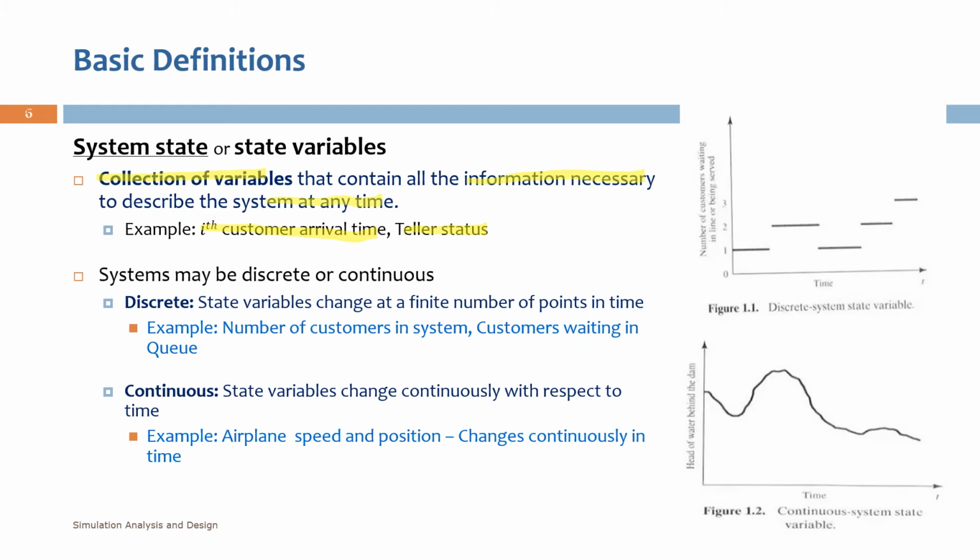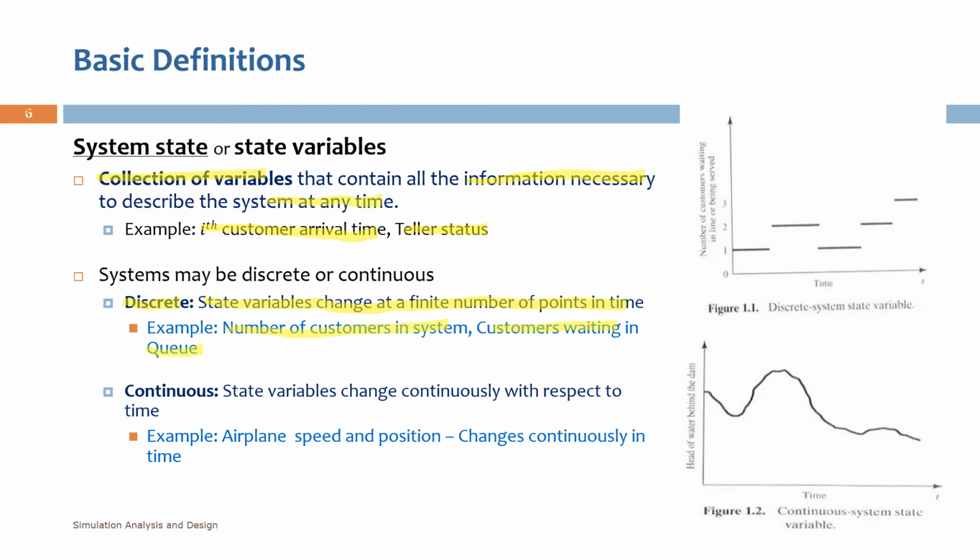And sometimes he or she is busy serving the customers, or maybe sometimes he or she is free. The system state could be discrete or continuous. Based on that, we define the discrete or continuous systems. A discrete system is a system in which the state variables change at a finite number of points in time. For example, the number of customers in the system, or the customers waiting in queue or in line.